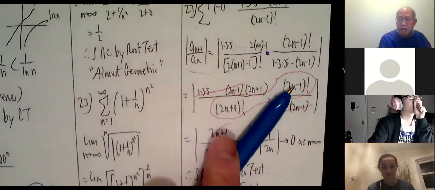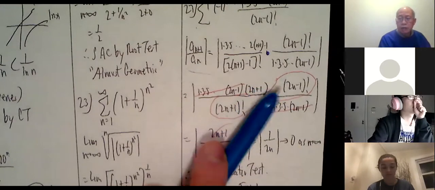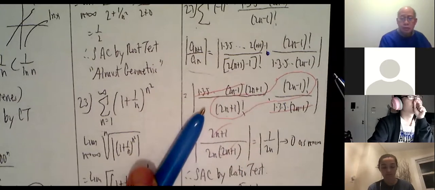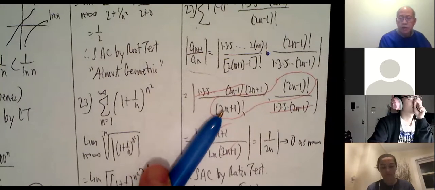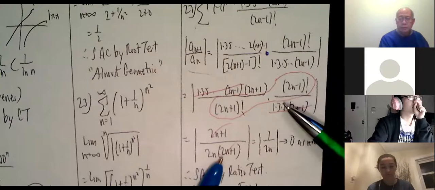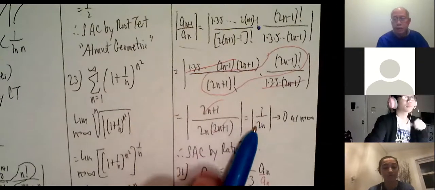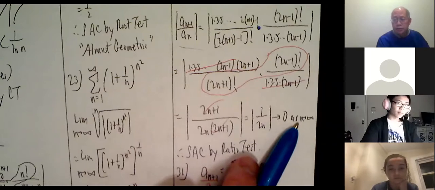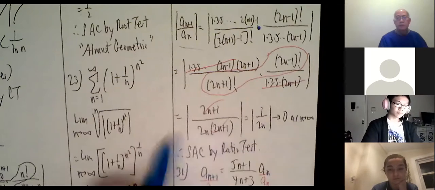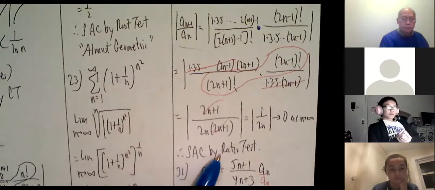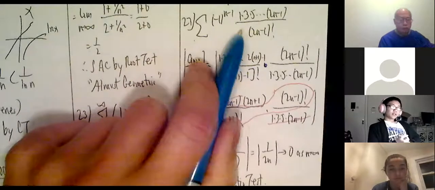Okay. This, by definition, is 1 times 2 times 3 times blah, blah, blah, 2n minus 1. This is 1 times 2 times 3, blah, blah, blah, 2n minus 1 times 2n times 2n plus 1. So everything's going to cancel out except for these. And what do you notice over here? These cancel out. So the absolute value of 1 over 2n. And that approaches 0 as n approaches infinity. All right. So all of that to finally say, therefore, the series is absolutely convergent by the ratio test. So that's how you deal with weird-looking stuff like that.